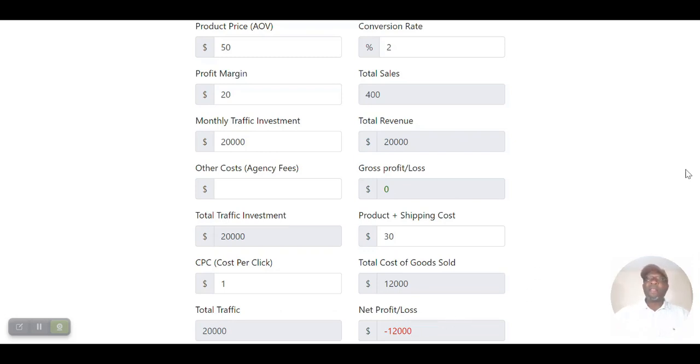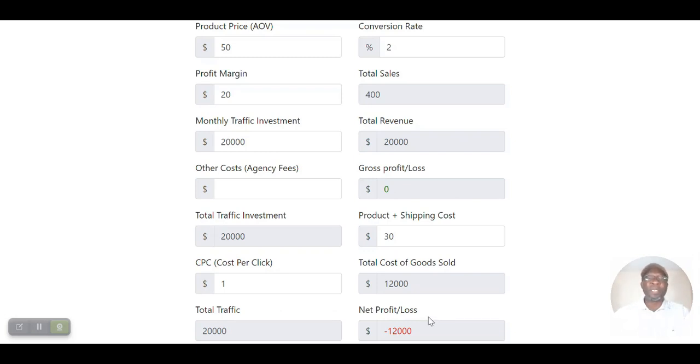Now, like I said before, this is a typical e-commerce business state of affairs. And if you take a look at your business, perhaps you are having something similar to this. Okay? But don't worry, because what I'm going to show you now is something that will help you to get rid of this loss and put a lot of profit into your business. Okay?